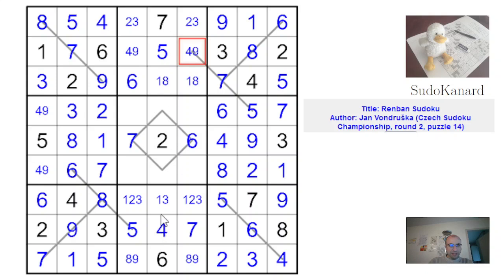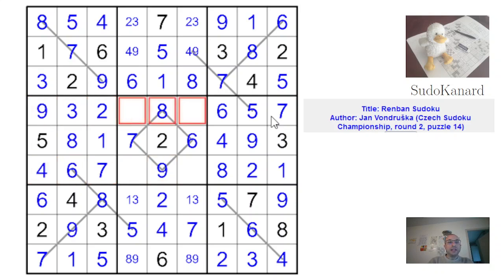Let's have a look at this part of the world. So we can't use the 5 and the 4. So to complete this Renban line, we need 8 and 9. And because of this, this is 8, this is 9. 1, 8, 3, 4, and 9. Here I need 1 and 4.